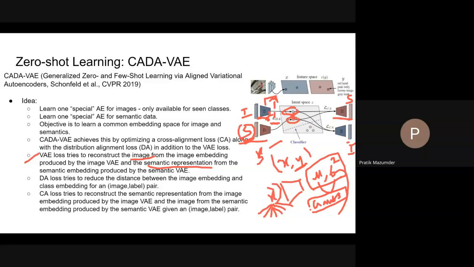You have your encoder and decoder for your image and your encoder and decoder for your semantic vectors, but then cross alignment does this cross mapping. Both your cross alignment as well as distribution alignment serve a single purpose: you're trying to bring the image embeddings and the semantic embeddings into a common subspace so that there is no difference between them as such. And why are we trying to do this? Once we can achieve that, since we only have semantic vectors for your unseen classes, we can now use semantic vectors to also generate embeddings for your unseen classes. And with that, we can train a good classifier that can classify both your seen classes as well as your unseen classes. That's the general idea of how this is working.